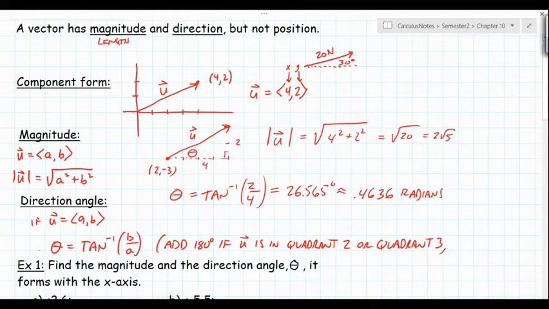Okay, so you have to look at the coordinates of your vectors. If either the x-coordinate or the y-coordinate is negative, then you know you're in quadrant 2 or 3, and you add 180, because the inverse tangent function will only give you answers in quadrants 1 and 4. Add 180 to get into quadrants 2 or 3.